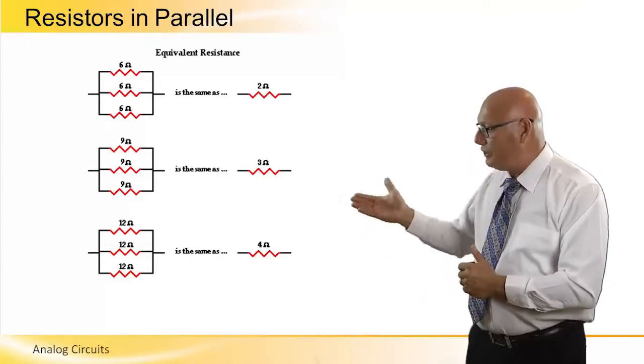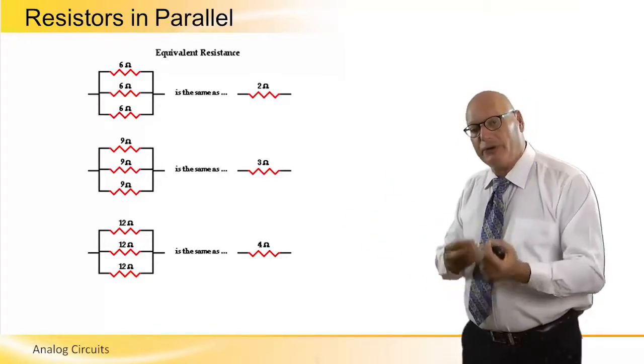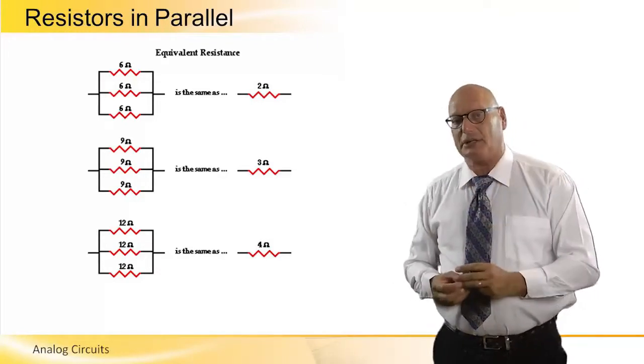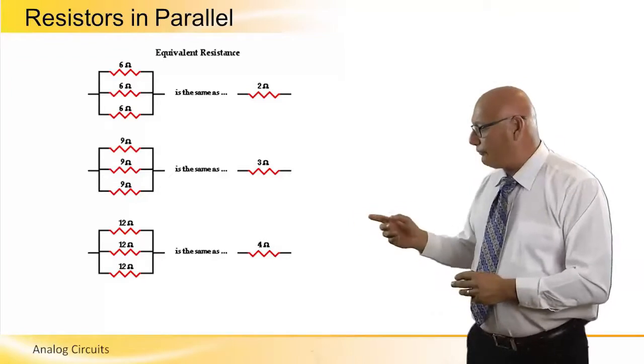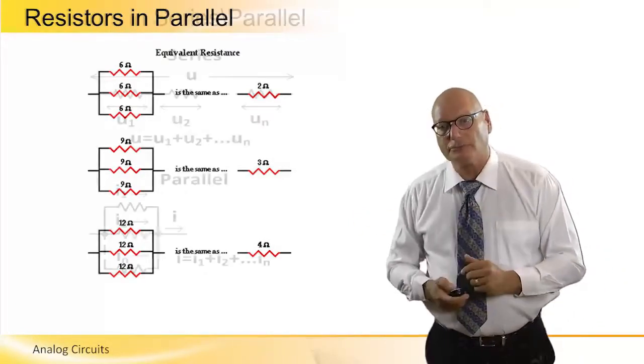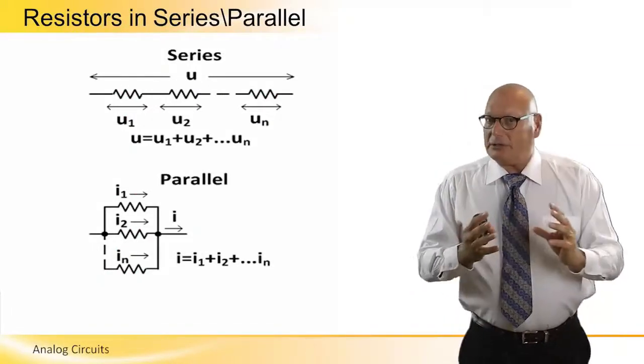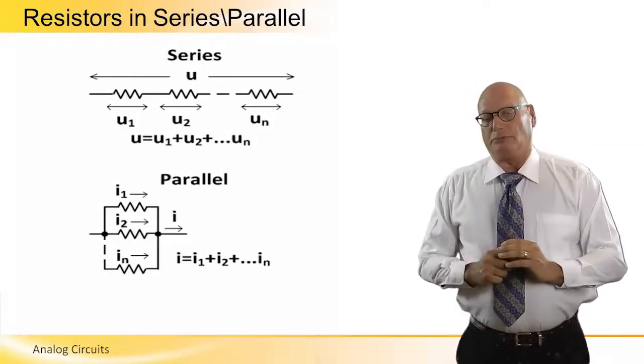Same idea with the 9 ohm, 9 ohm, and 9 ohm. The equivalent is 3, and this is only in the case that the three resistors are identical. 12, 12, 12 give us 4.